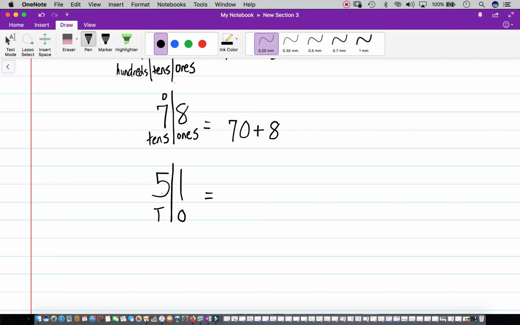So if I start in my tens place, I have 5 and I have another digit. So I can add a 0 to this 5. So that would make it 50. Good. So let's write that out. Plus, now how many ones do I have? 1. Good job. All right, let's try a few more of these.